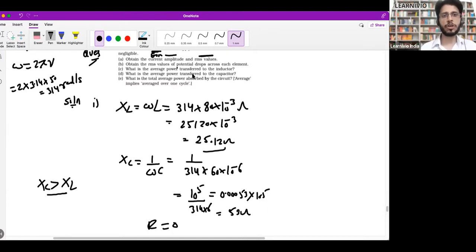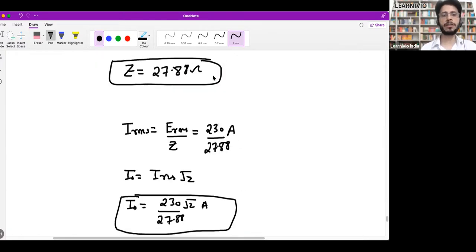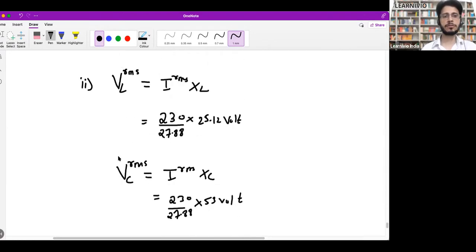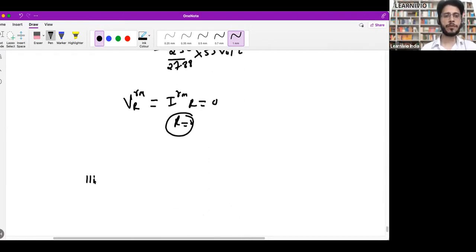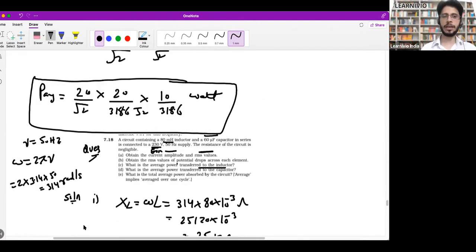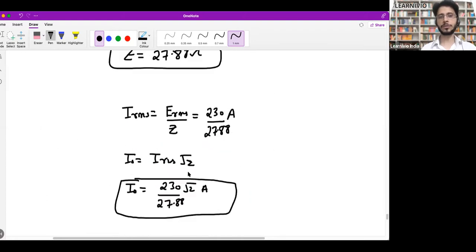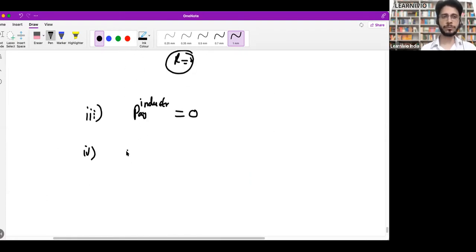See the third part. What is the average power transferred to the inductor? See, inductor is having phase power factor of 0. So average power transferred to the inductor is always 0. Wattless current flows in inductor. We did in the last derivation. Average power transferred to capacitor, this is also 0.